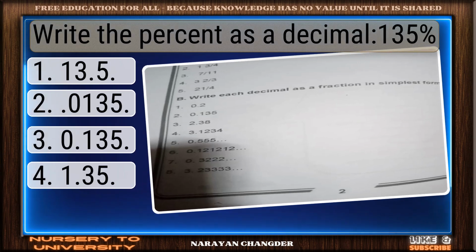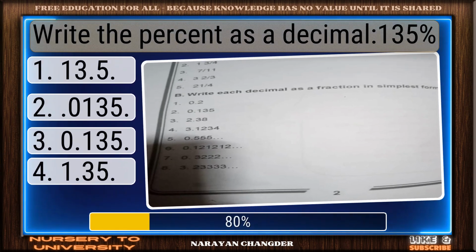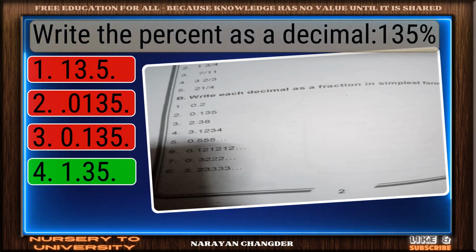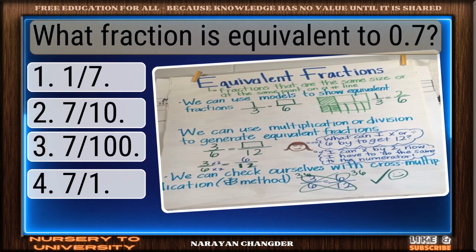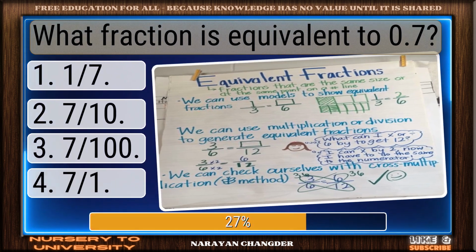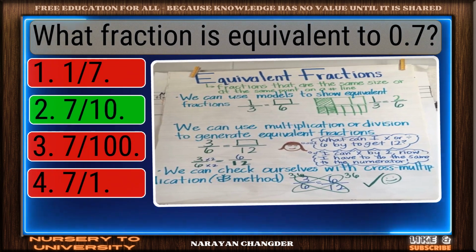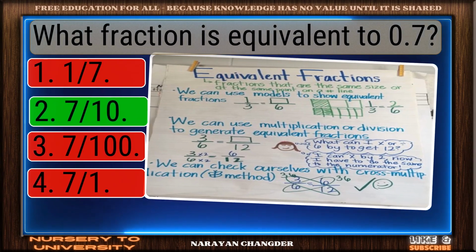Question number 57. Write the percent as a decimal. 135%. Valid point. 1.35 is true. Question number 58. What fraction is equivalent to 0.7? Nice selection. 7/10 is the correct and valid answer.